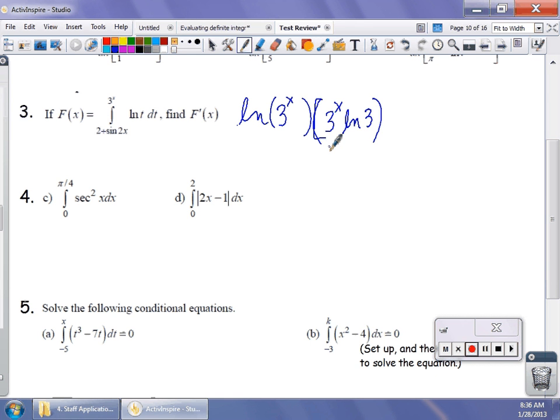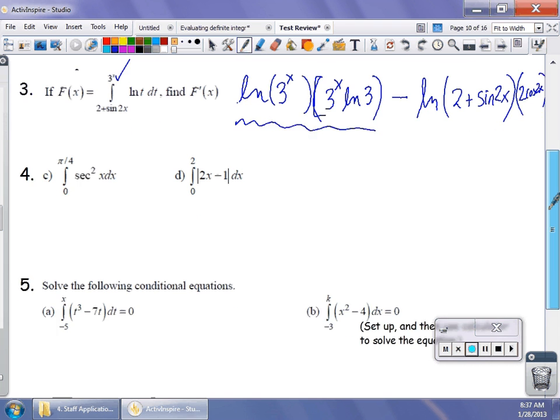Okay, so that takes care of the upper bound. Now the lower bound: take out the t, put in the new function, 2 plus sine 2x, multiply by the derivative of the new function, minus the lower bound. The derivative of 2 is 0. The derivative of sine 2x is cosine 2x times the derivative, which is 2, so 2 cosine 2x. And that's all we can do with that.